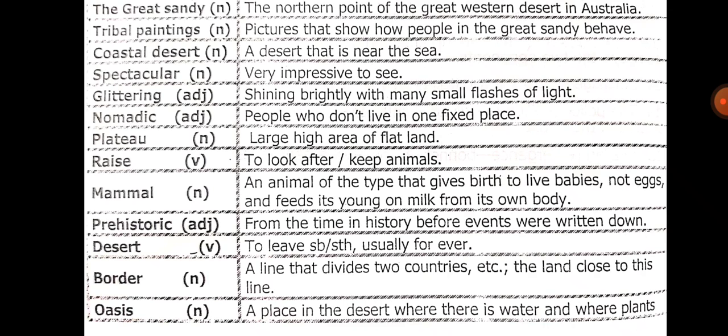Coastal desert, a desert that is near the sea. Spectacular, very impressive to see. Glittering, shining brightly with many small flashes of light. Nomadic, people who don't live in one fixed place. Plateau, large high area of flat land. Raise, to look after or keep animals.